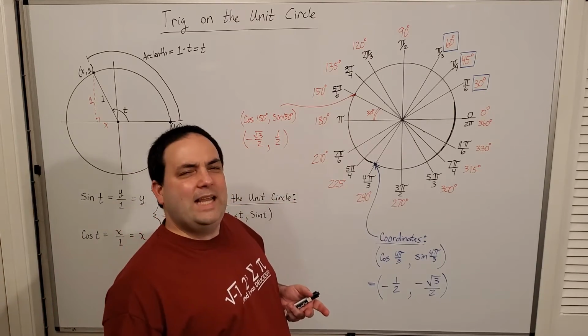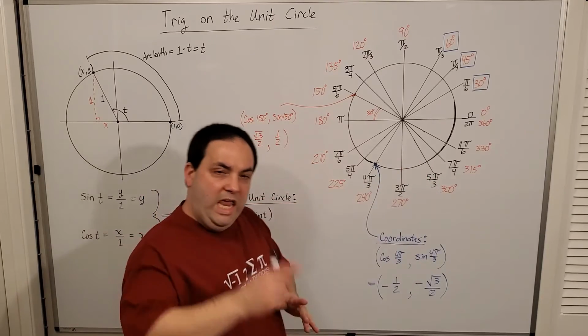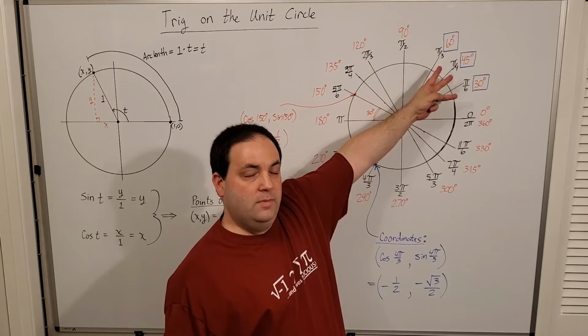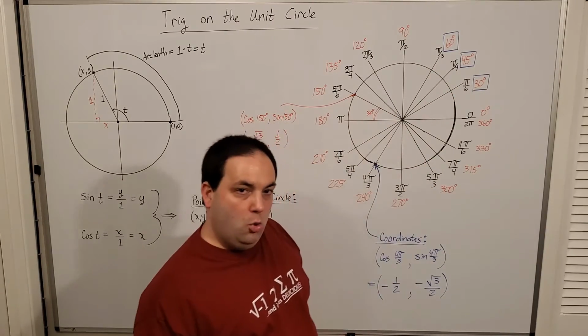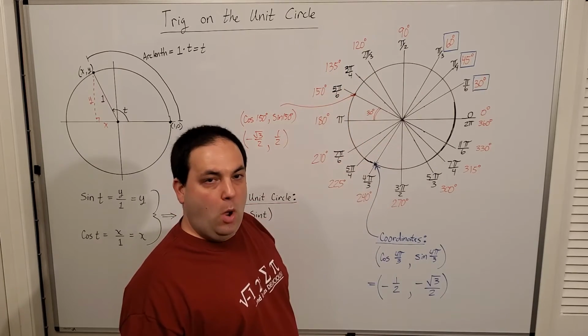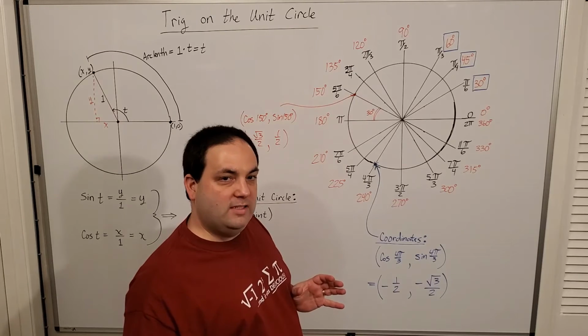Notice I didn't have to memorize all of these different angles. If you remember these three angles, and you also know what has to be positive and what has to be negative in each of the quadrants, then that's all you need. And you can build the rest of these.